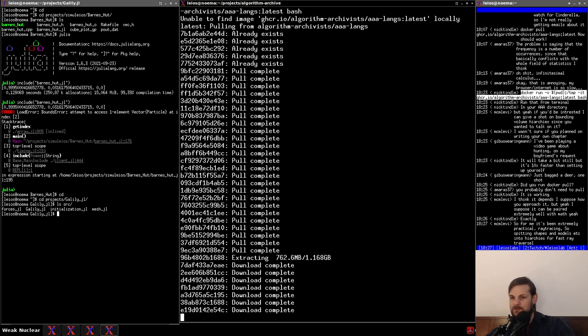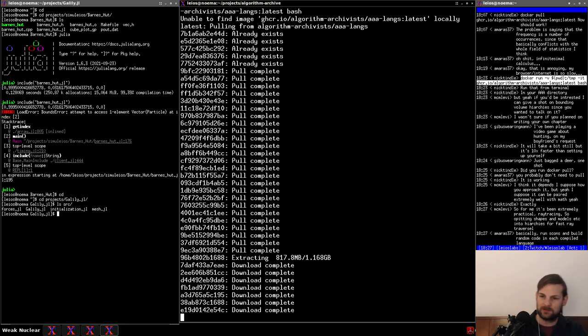So for me, it's been extremely practical, ray tracing, so splitting shapes and models, etc., into hierarchies for fast ray traversal. Oh, right, yeah. I've seen it used for that as well. I'm surprised. So that ray tracing is like one of the most mathy things I've done. So I'm surprised that you didn't consider that to be very mathy.